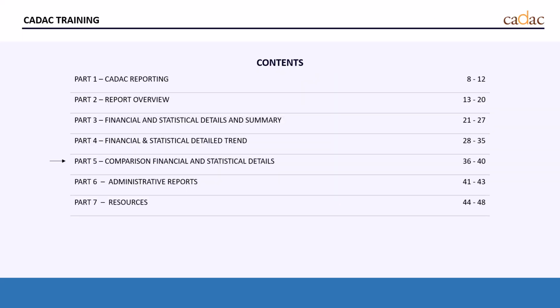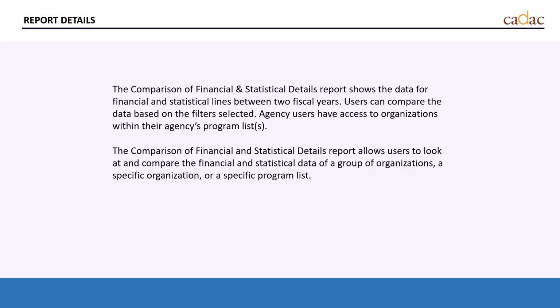Now we can continue and see the comparison financial and statistical details report. The comparison of financial and statistical details report shows the data for financial and statistical lines between two fiscal years. Users can compare the data based on the filters they have selected. As an agency user, you will have access to all organizations within any of your agency's program lists. This report will allow you to look at and compare the financial and statistical data of a group of organizations, a specific organization, or a program list.